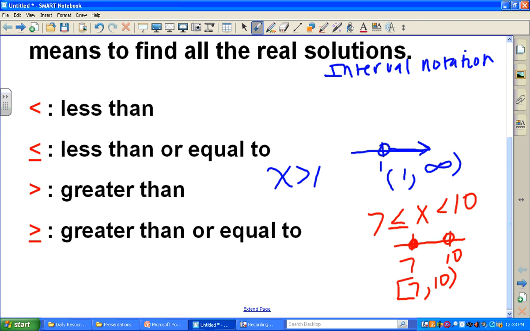Don't ask me why. So any left-hand arrow is going to be a negative infinity. Any right-hand arrow is going to be a positive infinity. Any open circle gets a parenthesis. It could be left or it could be a right. And any closed circle gets a bracket. It could be a left or it could be a right. But anyway, that's how you transfer your answers from a number line to write interval notation.